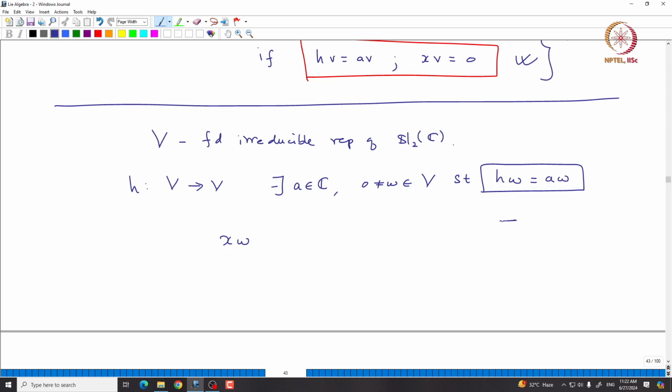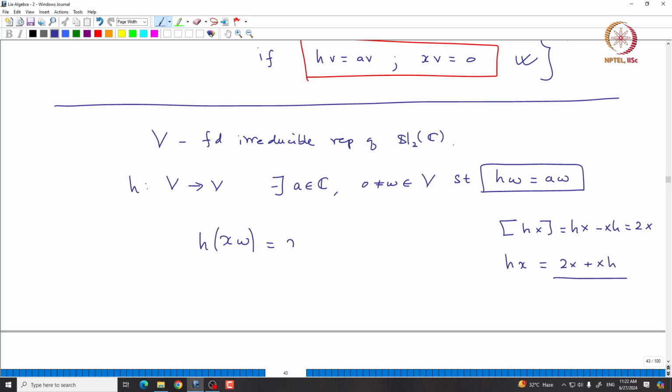Recall, what is Hx? Hx minus xH is given by 2x. So in particular, Hx is given by 2x plus xH. So if we compute xw and then H acting on that, then we can replace this by this formula.